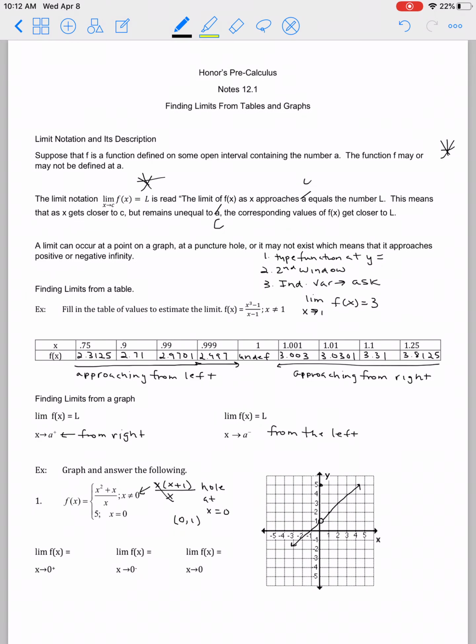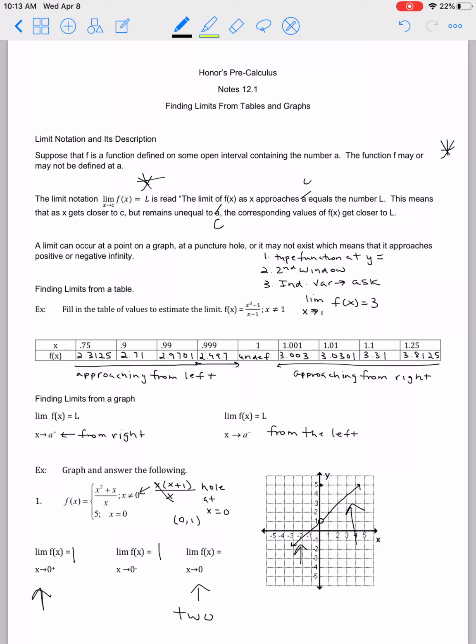Okay, now we're going to use that graph to find our limits. When we're looking at 0 from the right, I go to my graph and find the right side of my graph. I'm coming in from the right, imagine I'm walking the curve, and when I get to 0, what is my y-coordinate? My y-coordinate is a 1. That's okay that it occurs on a puncture hole. And this is the left side, and I'm coming in from the left, and my y-coordinate when I hit 0 is a 1.